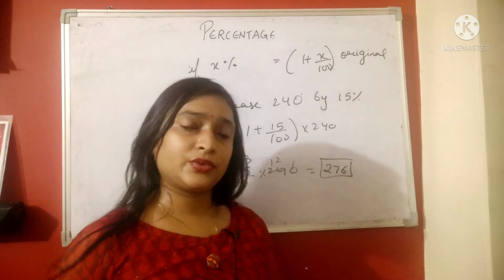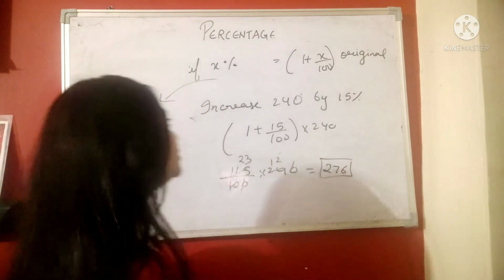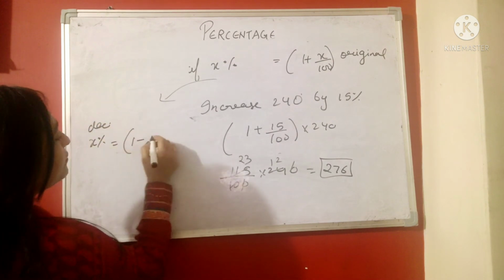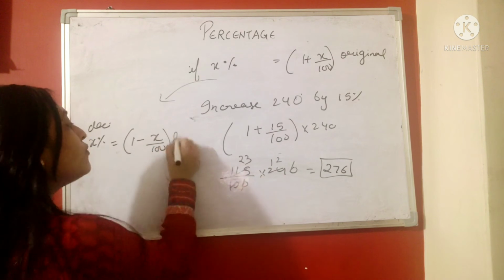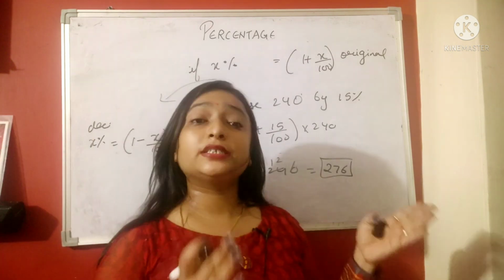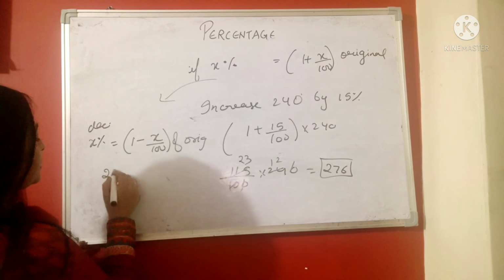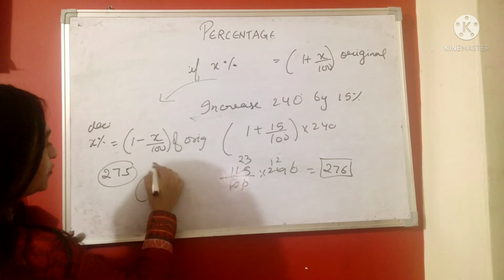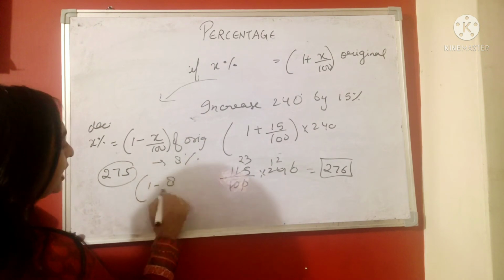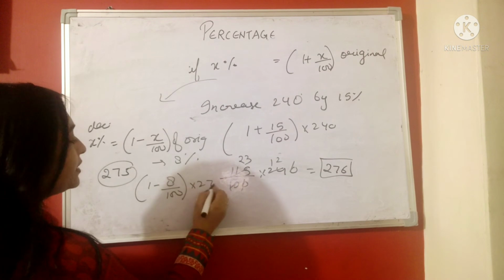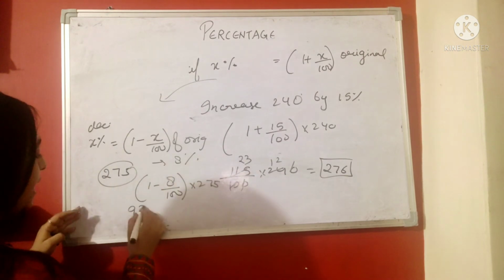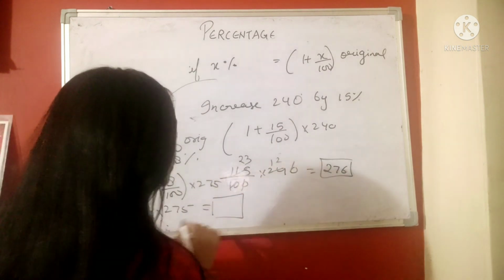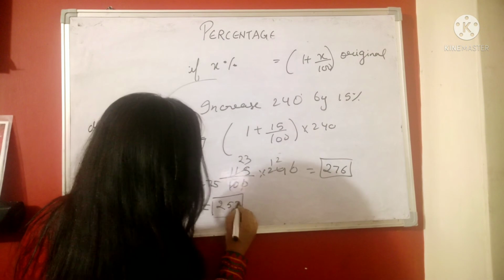If X percent is decreased, then in this formula only, if the decrease percentage is given, we will have 1 minus X upon 100 of original value, right? Suppose the question is decrease 275 by 8%, which means 275 has to be decreased by 8%. So simply apply this formula over here. 1 minus 8 upon 100 into 275. When we take the LCM, we will have 92 upon 100 into 275, and when we solve, we'll get 253 as the answer.